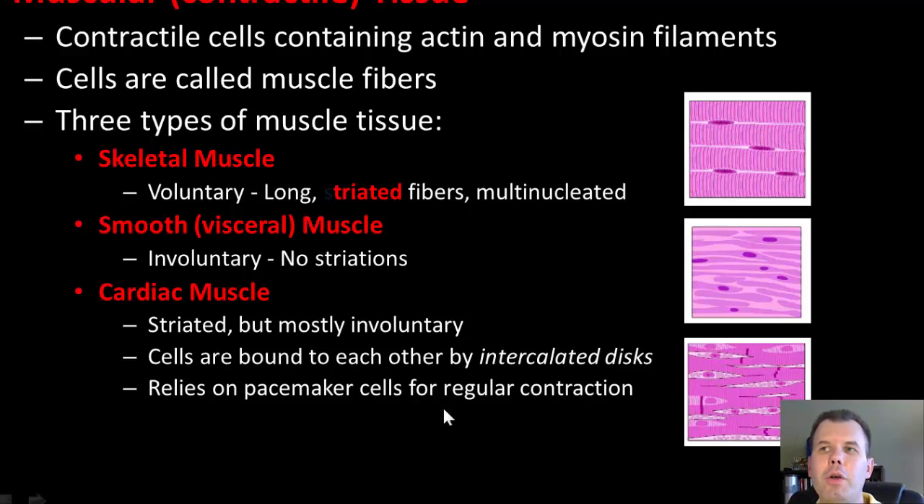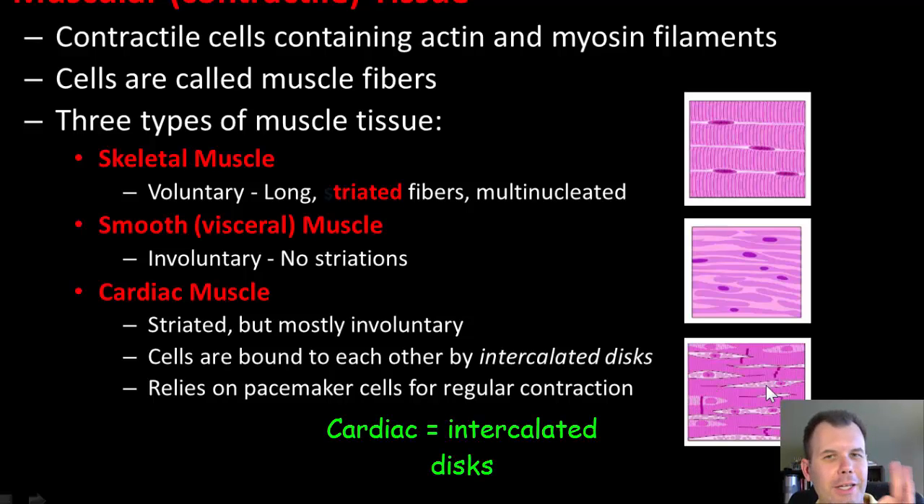Now with the cardiac muscle, they do have some striations, but the biggest difference between that and the skeletal muscle is that they have these intercalated discs. So think intercalated disc and you think cardiac: intercalated, cardiac, intercalated, cardiac, and that will help you remember the difference between those.